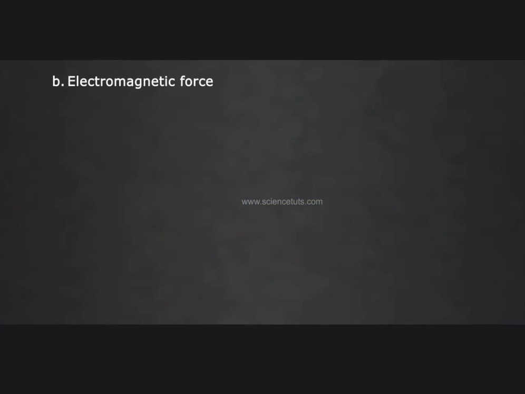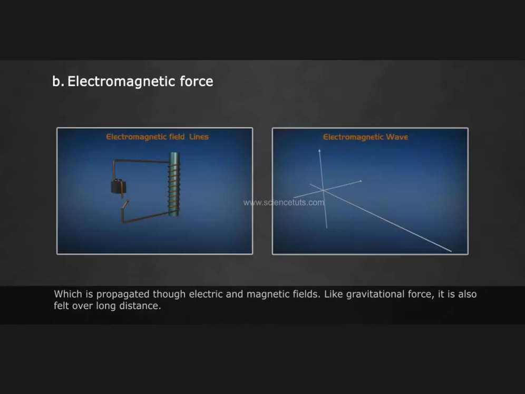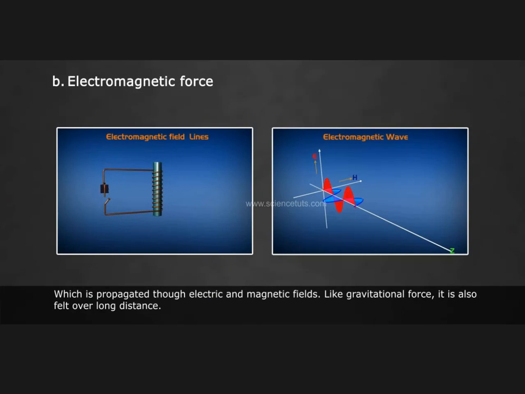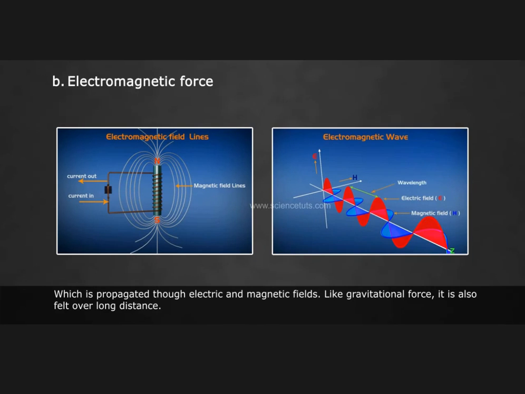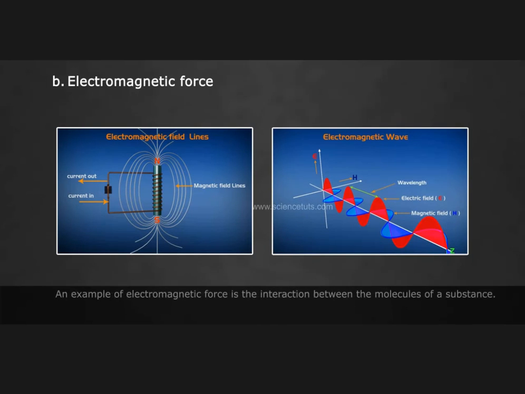B. Electromagnetic force, which is propagated through electric and magnetic fields. Like gravitational force, it is also felt over long distance. An example of electromagnetic force is the interaction between the molecules of a substance.